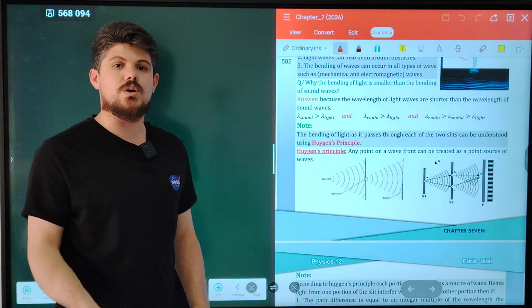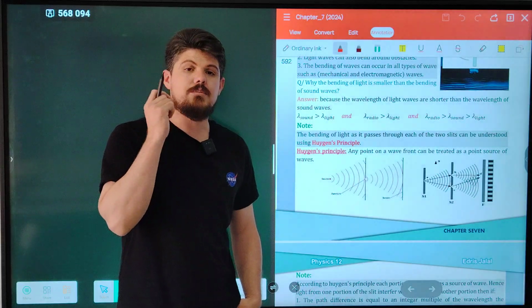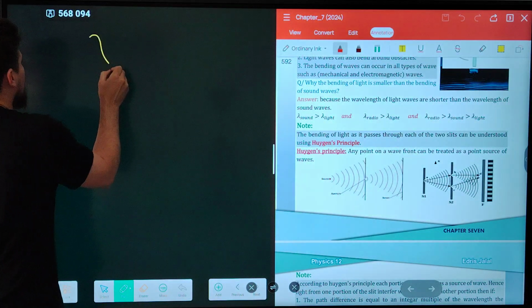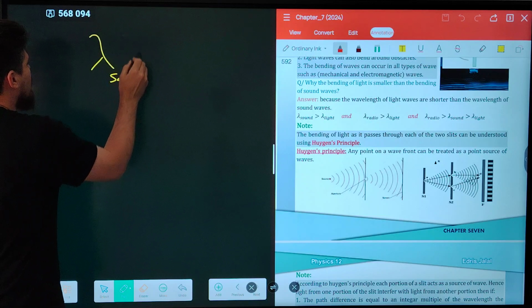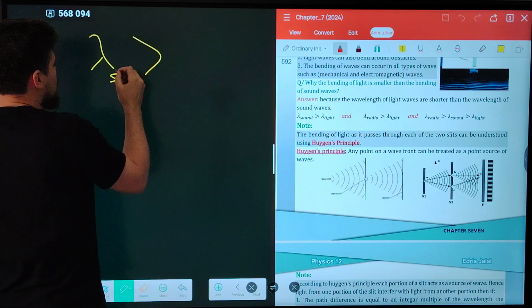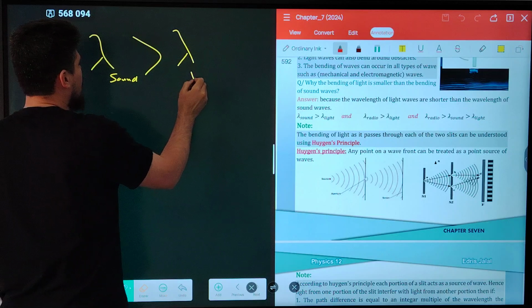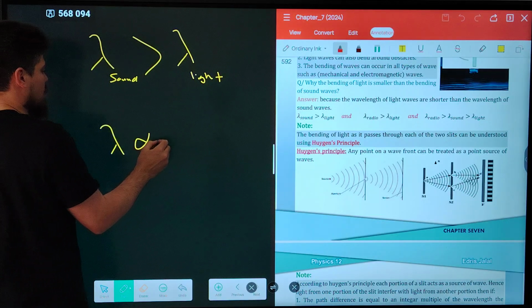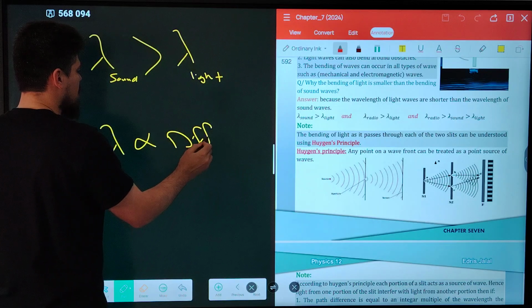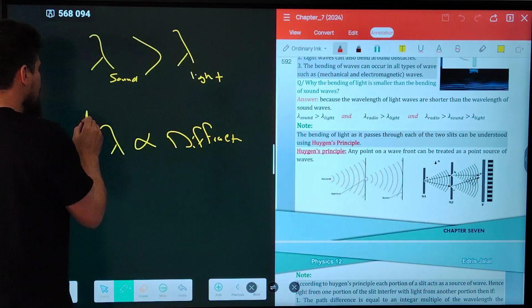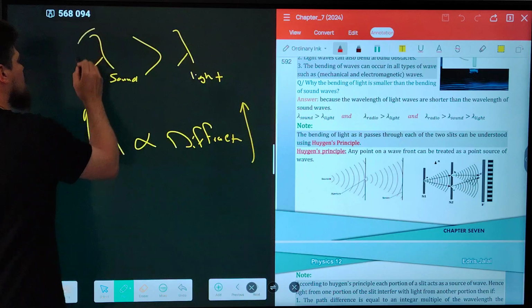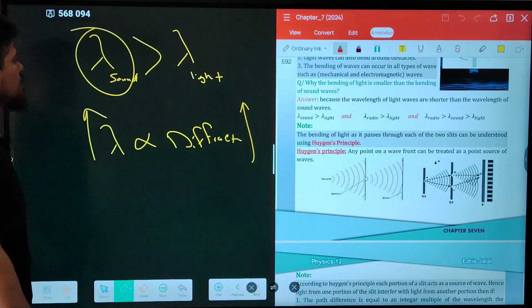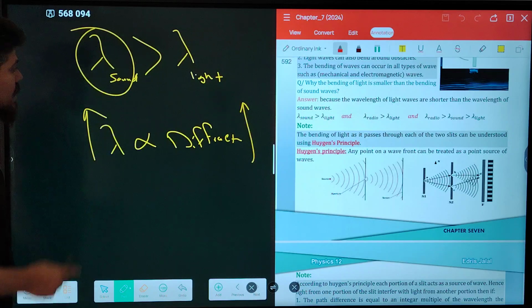Absolutely, the sound wave has more diffraction or more bending, because the bending of the wave is directly proportional to the wavelength. So which one has more wavelength? Absolutely, the sound wave, its wavelength is bigger than the wavelength of a light wave, okay? And wavelength is directly proportional to the diffraction, okay? More wavelength has more diffraction, okay? So that is why you can hear someone talking even if you don't see him, okay?